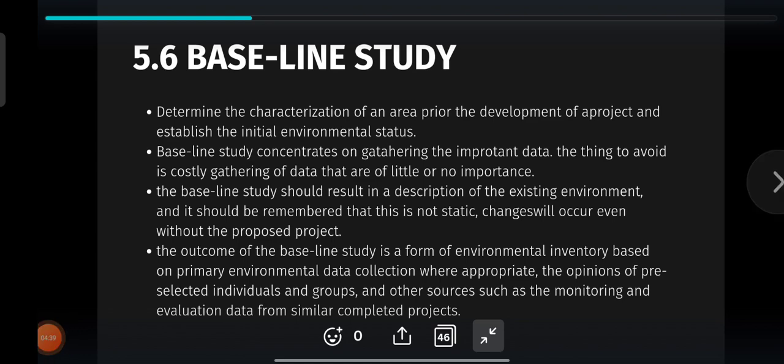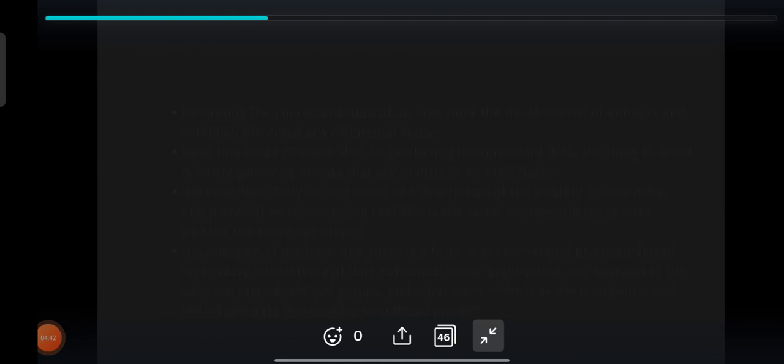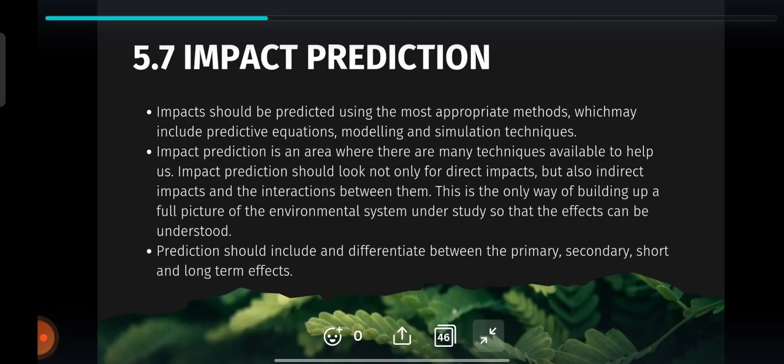So, next topic nako is the impact prediction. So, impact should be predicted using the most appropriate methods, which may include predictive equations, modeling, and simulation techniques. Impact prediction is an area where there are many techniques available to help us. Impact prediction should look not only for the direct impacts but also the indirect impacts and the interaction between them.